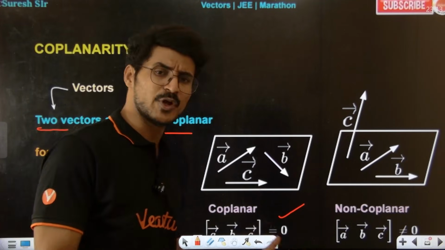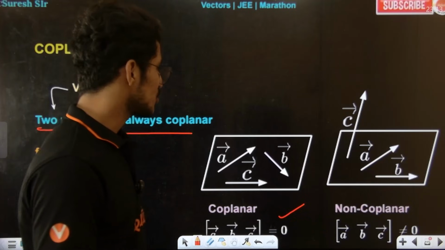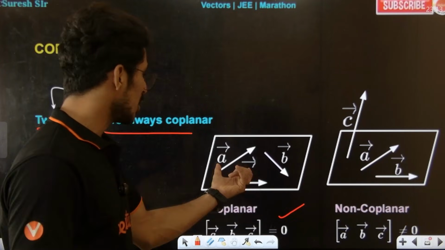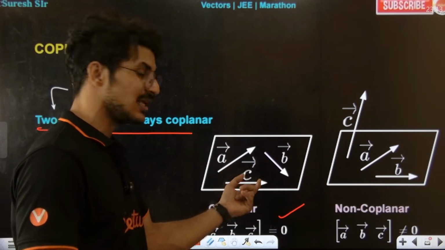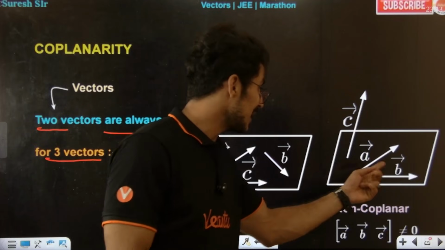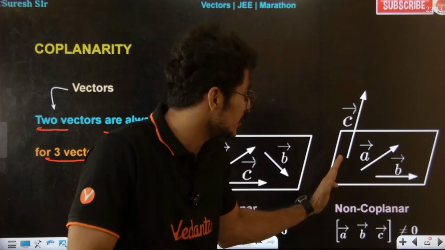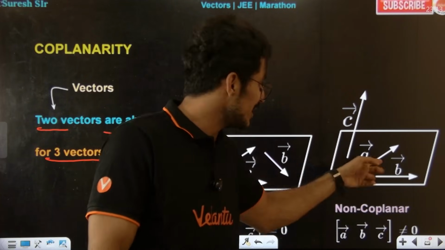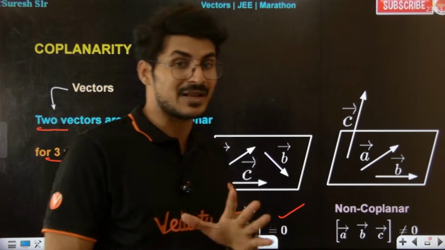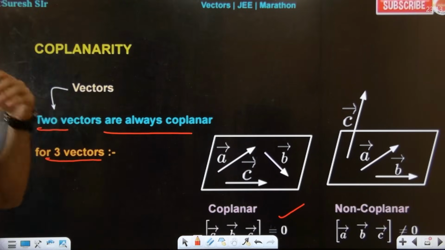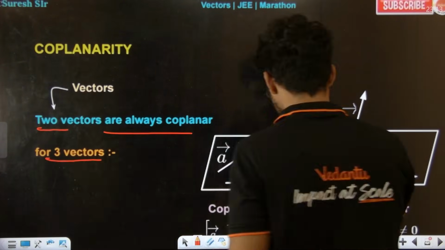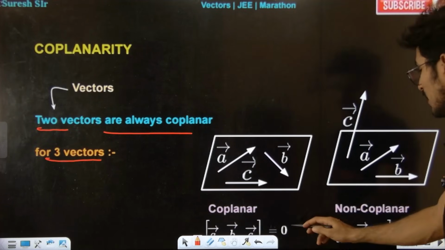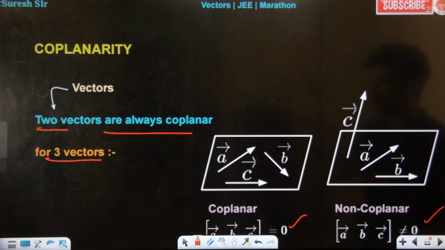How do we find box ABC? Determinant, very simple. Example: all three vectors A, B, C lying in the same plane are coplanar. Here A, B, C are not in the same plane, because C goes upward, while A and B are in the same plane. That is the difference between non-coplanar and coplanar. If box ABC is 0, they are coplanar, and if box ABC is not equal to 0, non-coplanar, as simple as that. Yes or no?